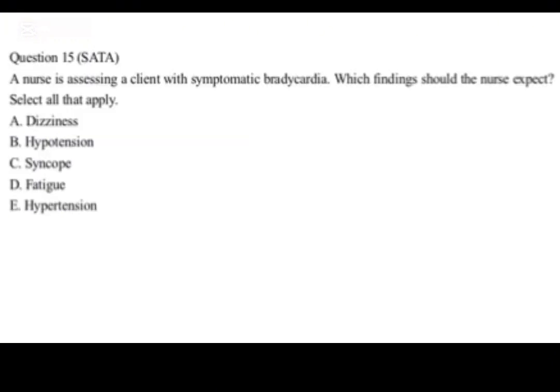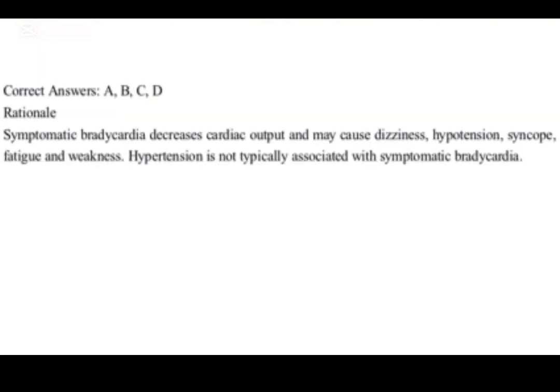Question 15, SATA. A nurse is assessing a client with symptomatic bradycardia. Which findings should the nurse expect? Select all that apply. A. Dizziness. B. Hypotension. C. Syncope. D. Fatigue. E. Hypertension. Correct answers: A, B, C, D.